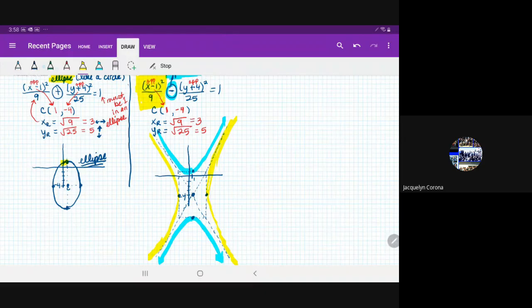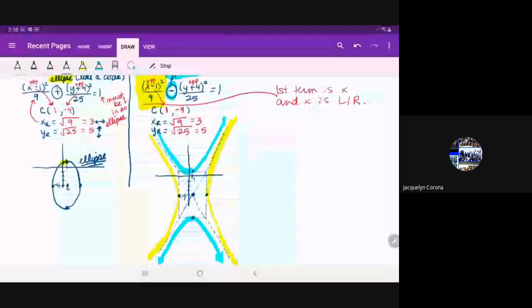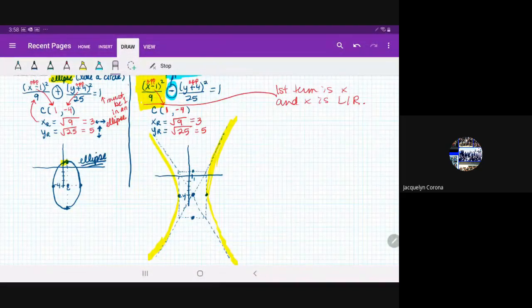So we're going to write a note. I'm going to change colors. Okay, I'll draw a little note over here. I'm going to put the first term is X, and X is L/R. So that means left and right. So the shape that we're going to have is the yellow one. Okay, so draw the yellow one in your pencil.